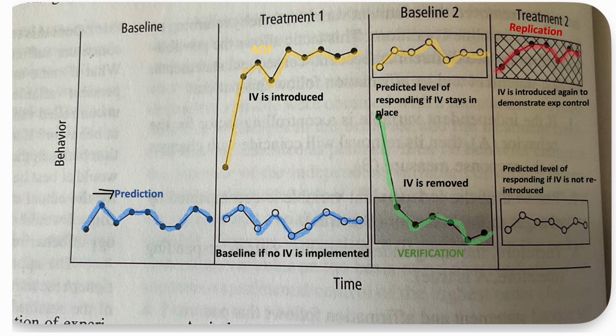So, our target behavior, we said it was mands, right? And then the IV is FCT. Okay, so we have a kid that is manding twice per day. Okay, that's our baseline daily.